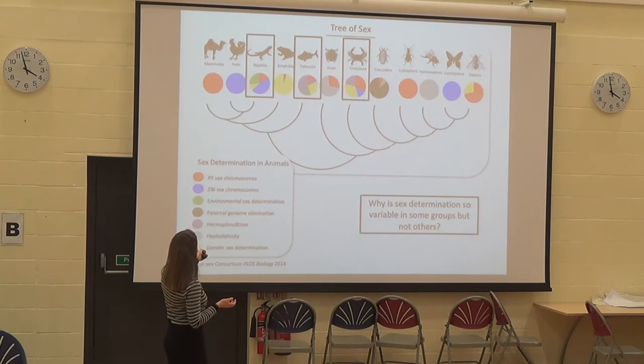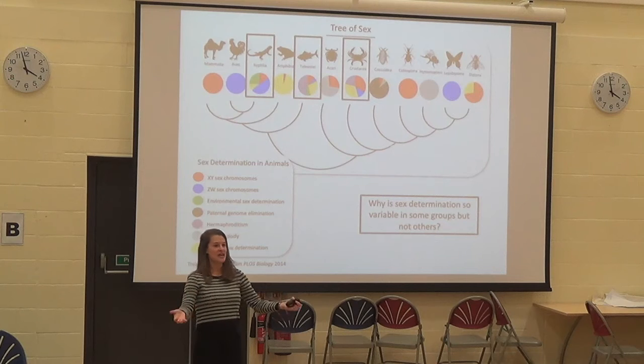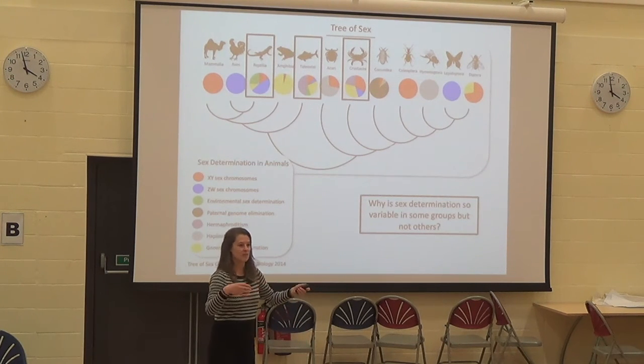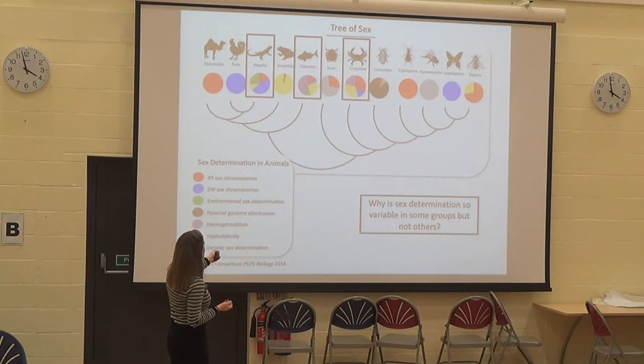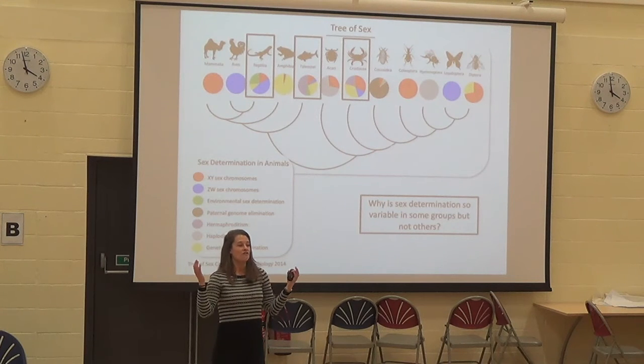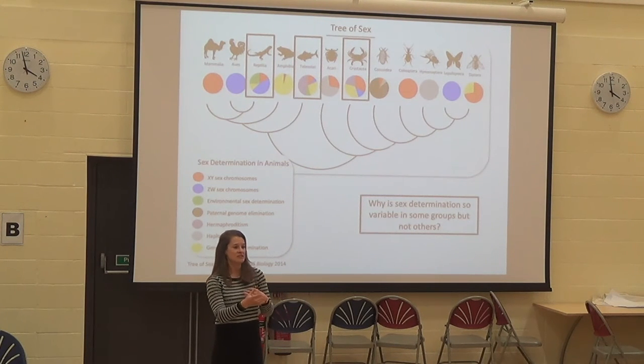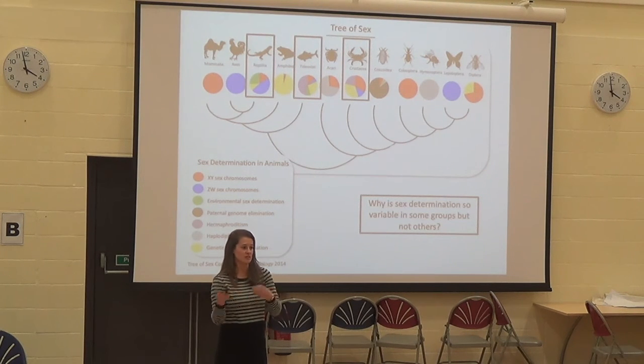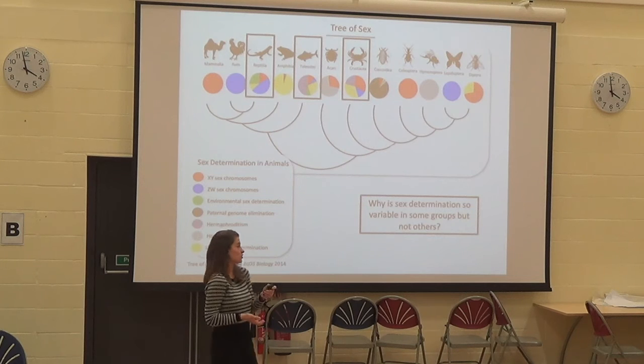So, for example, in mammals and birds, they all have the same sex chromosomes, so it evolved in the common ancestor of those groups, and every single mammal has the same XY sex chromosome. But you can see in reptiles and fish and in crustaceans, there's really, really variable mechanisms. So very closely related species can have independently evolved mechanisms. So one could be XY sex chromosomes, and then a very closely related species could have an environmental trigger.